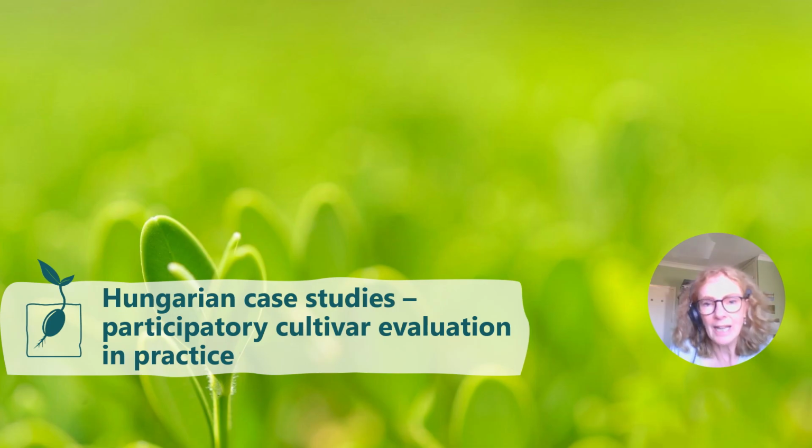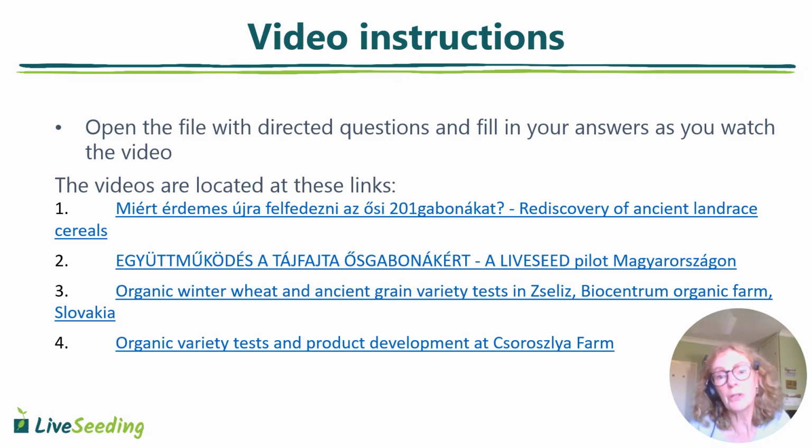So now we're going to have a look at some Hungarian case studies. There are 4 videos to have a look at, and they're about a lot of different aspects of developing markets for ancient grains and cereals in Hungary. Part of that is cultivar evaluation, but there's a lot more than that in these videos. So it's a chance to have a look at an integrated program that looked in many ways at organic variety testing, how it was done, how the value chain was involved, and how participatory it was, etc.